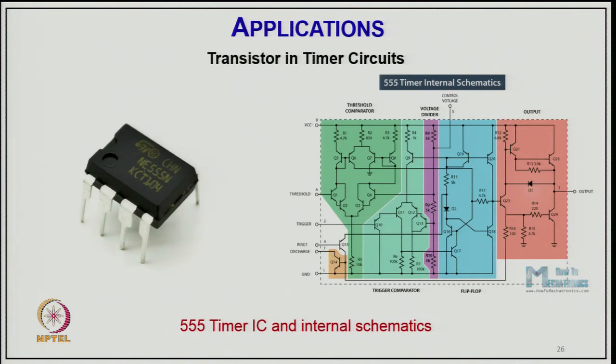Another major application is in the timer circuit. You can see how many transistors are in this timer, and the chip made from it is an integrated circuit which we call the 555 timer IC chip, shown with the internal diagram. You have a lot of transistors, and this 555 is a very standard chip which can have so many transistors and can do many jobs as a timer circuit.